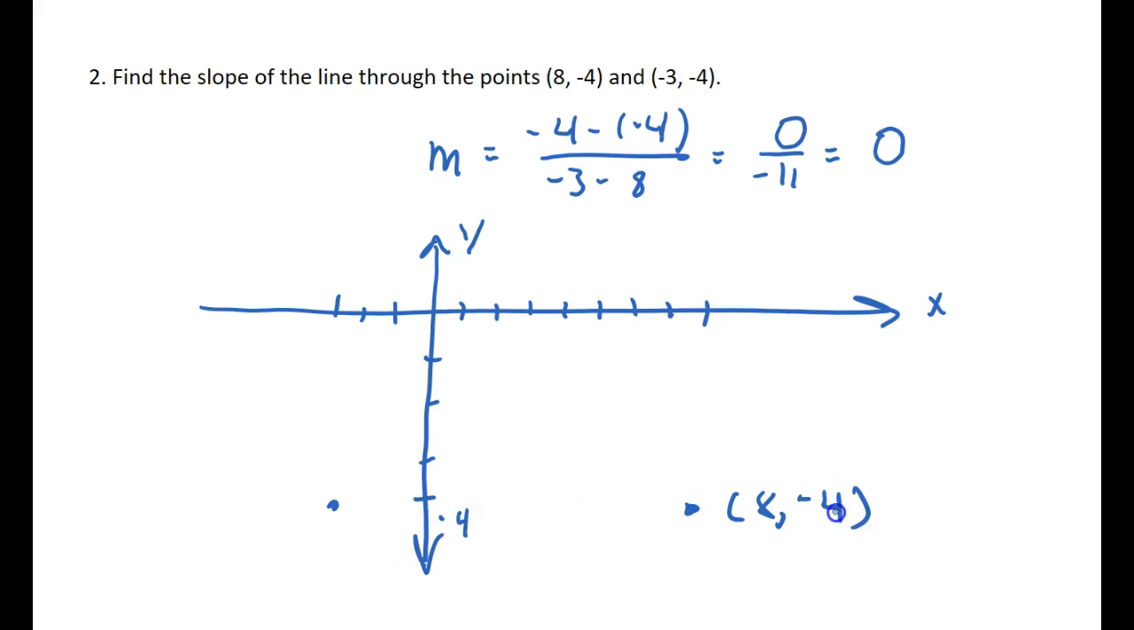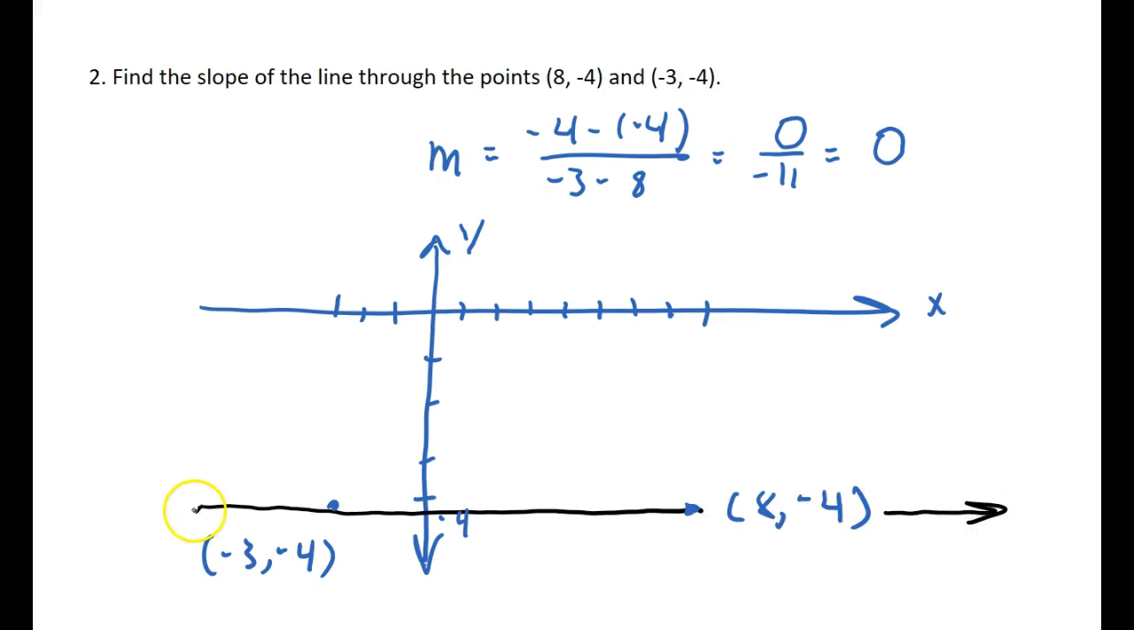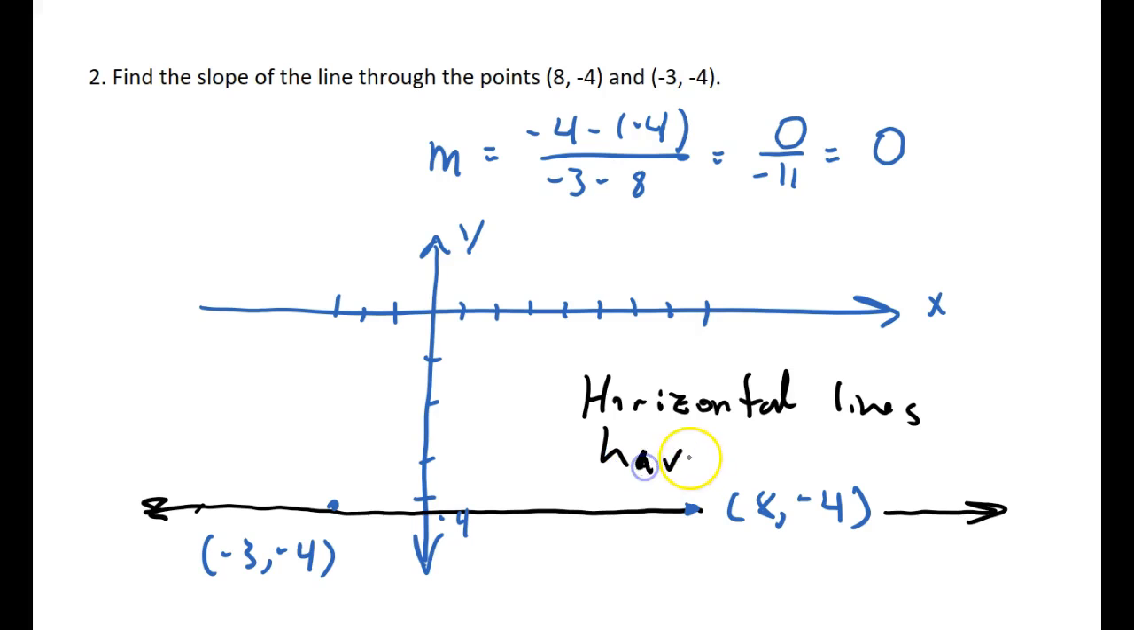And if I draw the line between them, here's what that line looks like. It is a horizontal line. So guess what? If there's no change in y, that means that line is perfectly flat. It is horizontal. Horizontal lines have 0 slope. Okay, let's write that out. Horizontal lines have slope 0.